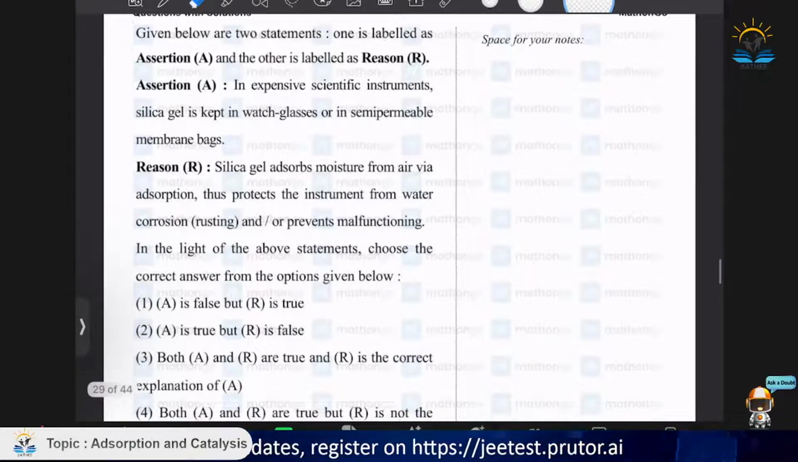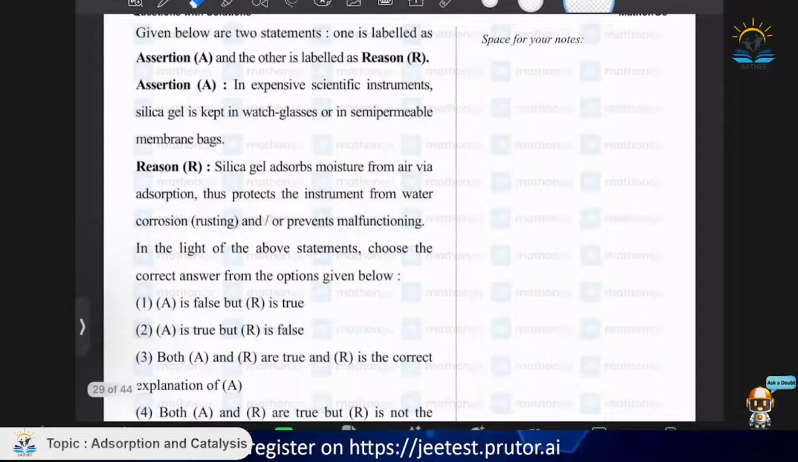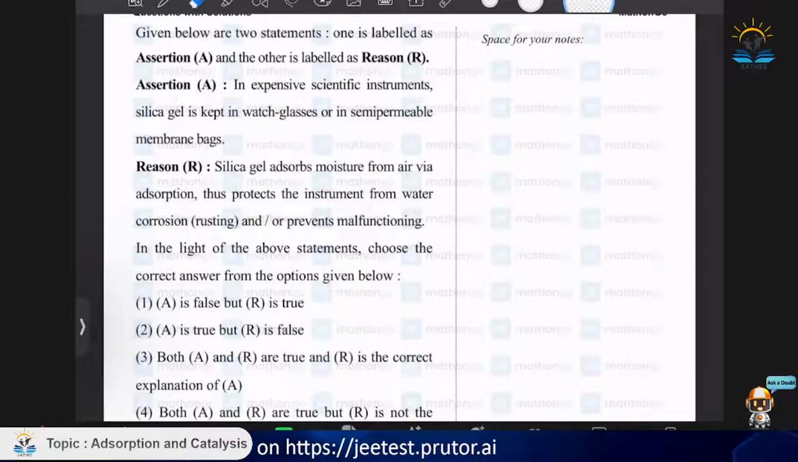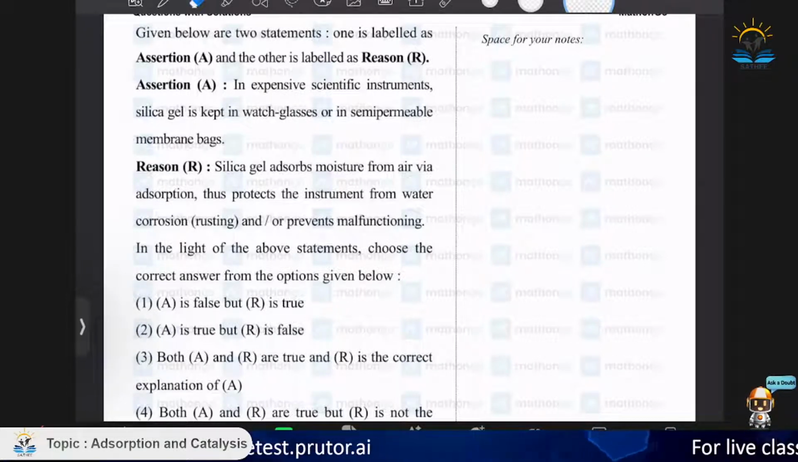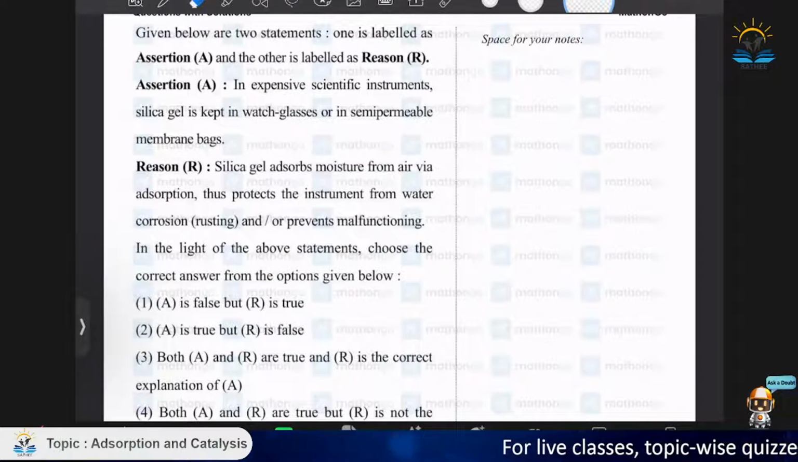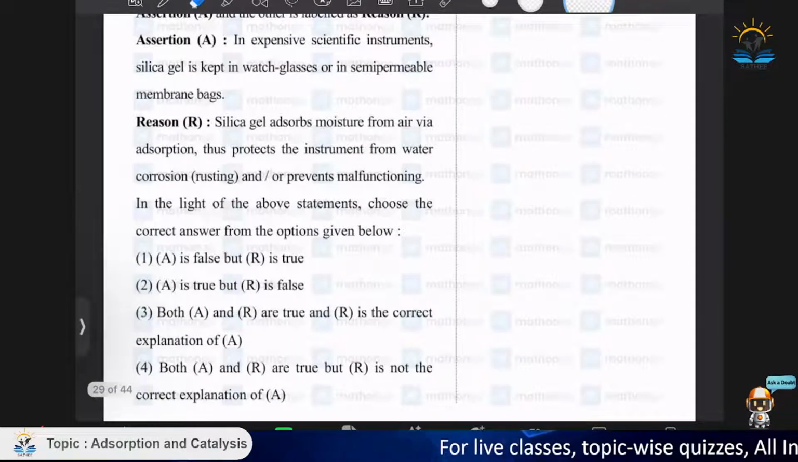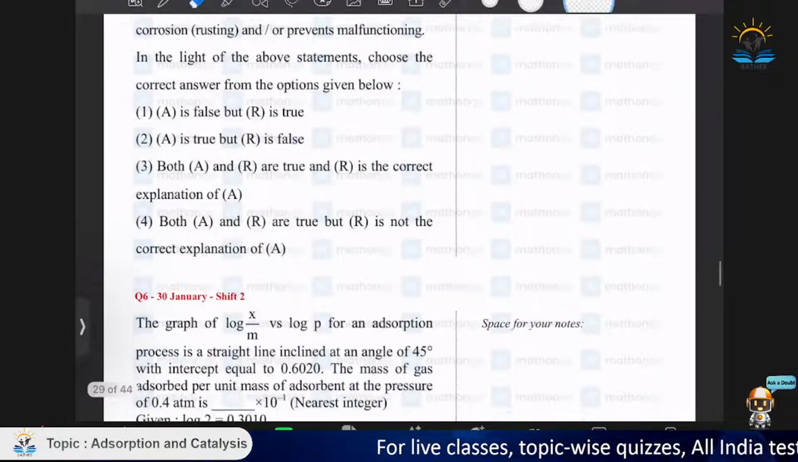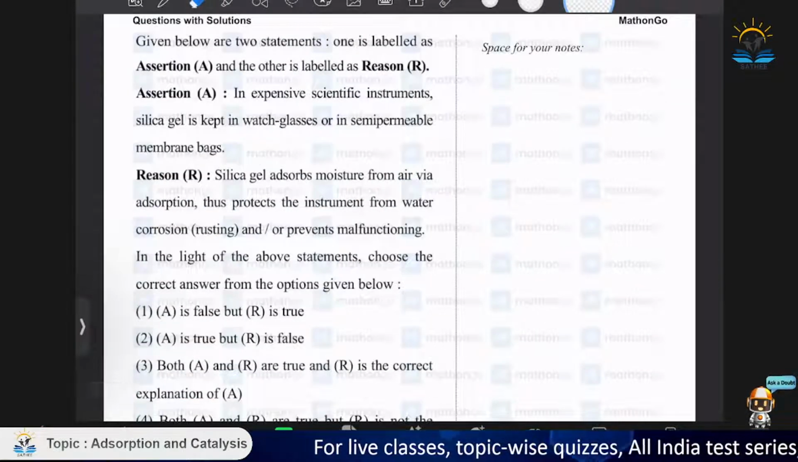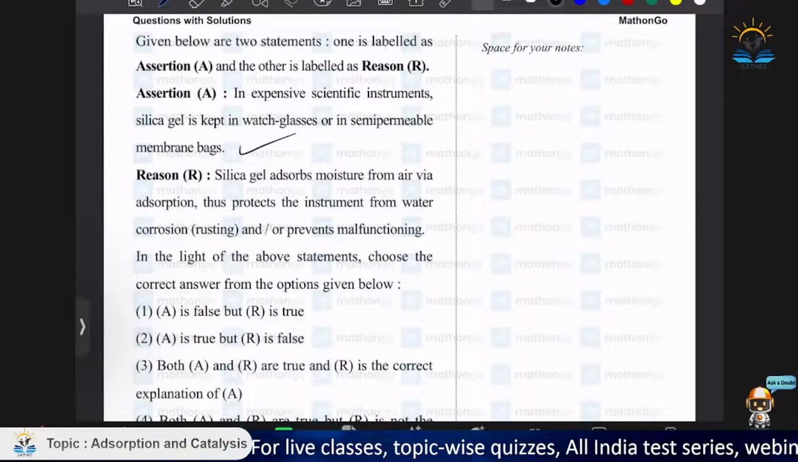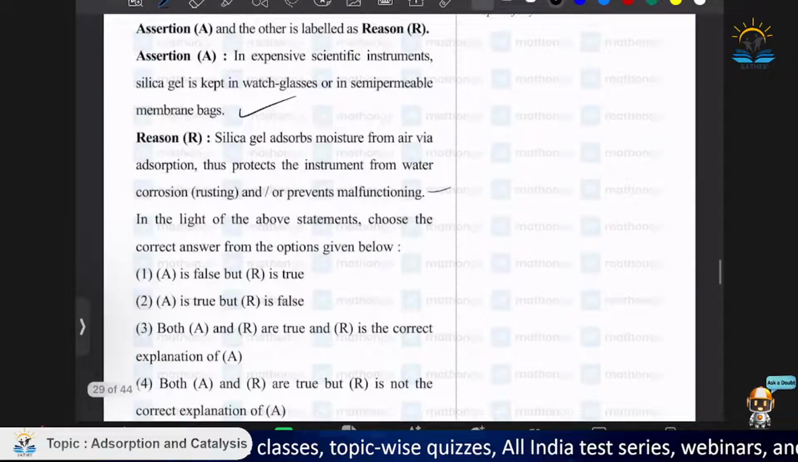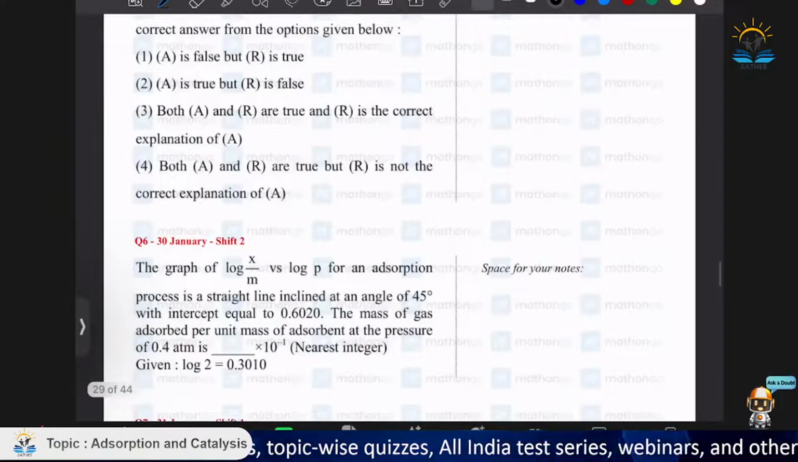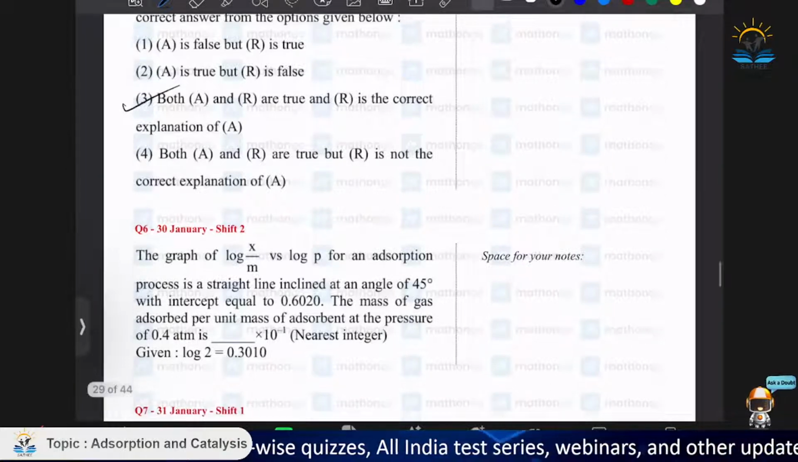Okay, here we have an assertion and a reason. Assertion says in expensive scientific instruments, silica gel is kept in watch glasses or in semi-permeable membrane bags. Why? Reason says silica gel absorbs moisture from air via adsorption that protects the instrument from water corrosion and prevents malfunctioning. So yeah, both the statements look true and reason is correct. So we'll go with both A and R are true and R is the correct explanation of A.